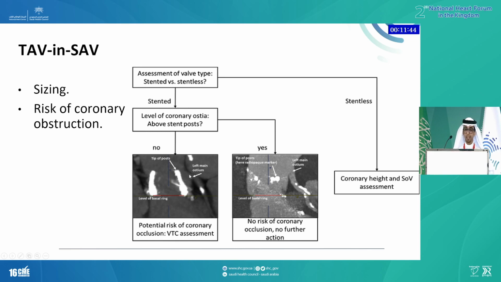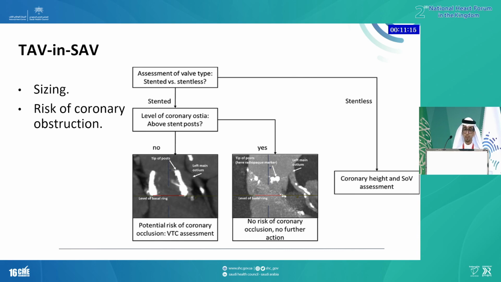For stented valve, we have to see the origin of the coronary artery, for the left main and the RCA. If it is above the level of the post of the stents, there is no risk of obstruction and the assessment ends. But if it is below or at the level of the tip of the post, then we have to assess what we call the VTC, or the virtual transcatheter heart valve to coronary distance, which if it is less than 4 millimeters, the risk of occlusion is high.